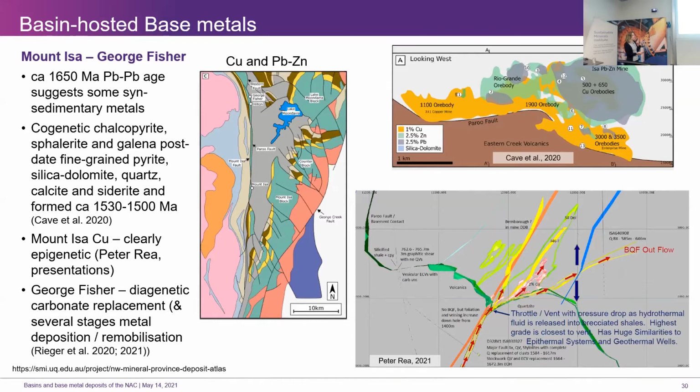So I think there's no doubt that the copper ore body is late and structural. I think there's further studies to be done at Mount Isa itself, but George Fisher, there's a PhD in it that's just finished that really shows there's diagenetic carbonate replacement there, similar to the other ore bodies, but it also documents several stages of mineralization and remobilization within that area that then involve the copper.